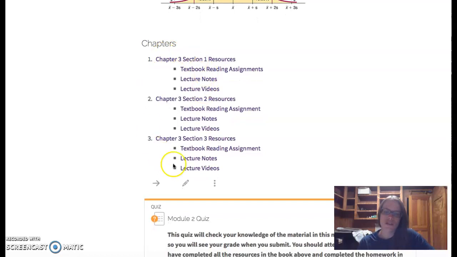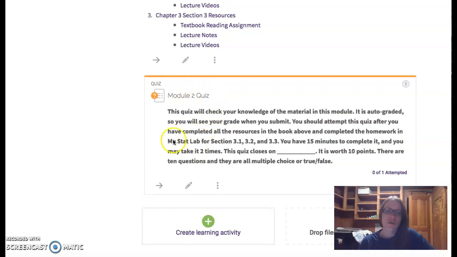Once you're done accessing all the resources in this resource book, you're ready to move on to your homework, which is found on MyStatLab, not on Moodle. Work through those assignments, and once you've worked through them on MyStatLab, you're ready to take your Module 2 quiz, which will review content that you learned throughout this module.